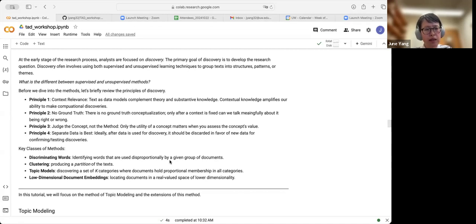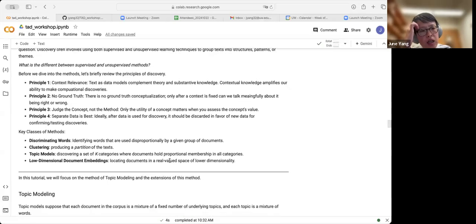Principle 4 is that it's ideal if we could separate the data. After data is used for discovery, it should be discarded, right? Although we know that our text data, our corpus, is really valuable, so we don't really want to discard it, especially if our data set is not that large. But ideally, after our data is used for discovery, it could be discarded in favor of new data for confirming and testing our discovery. This is especially true in a supervised setup.